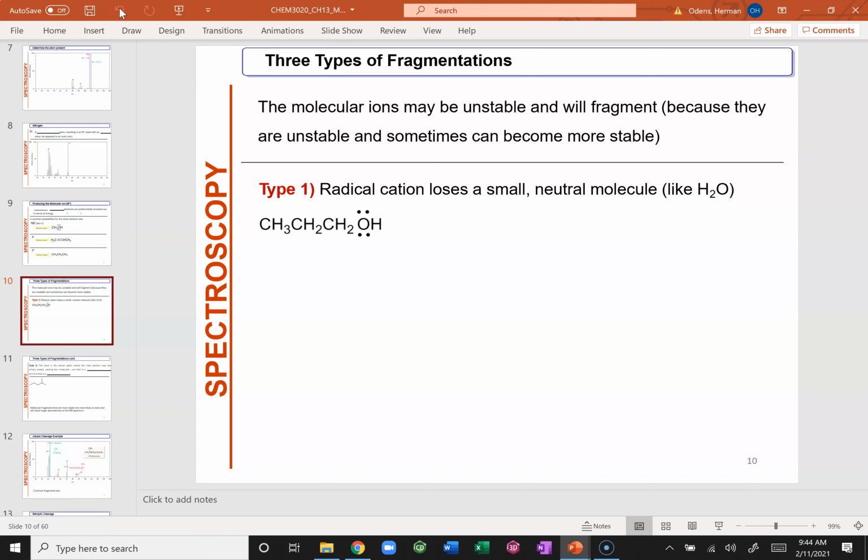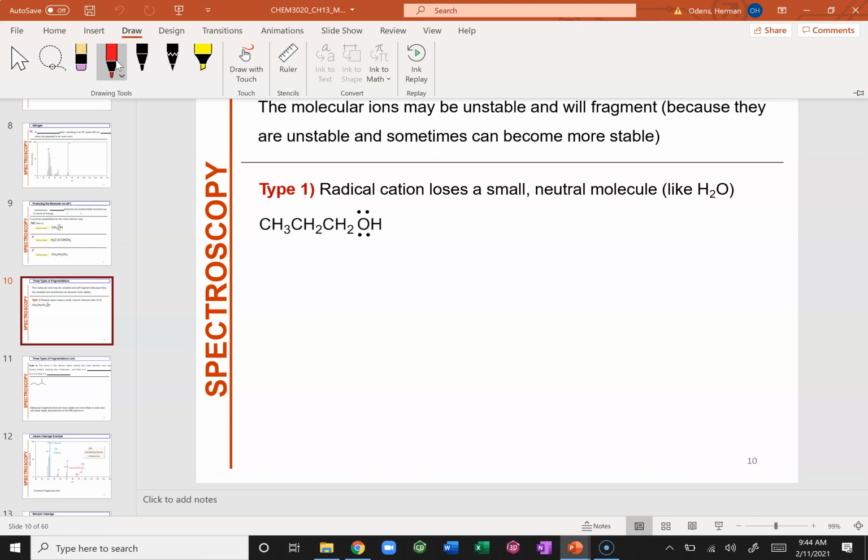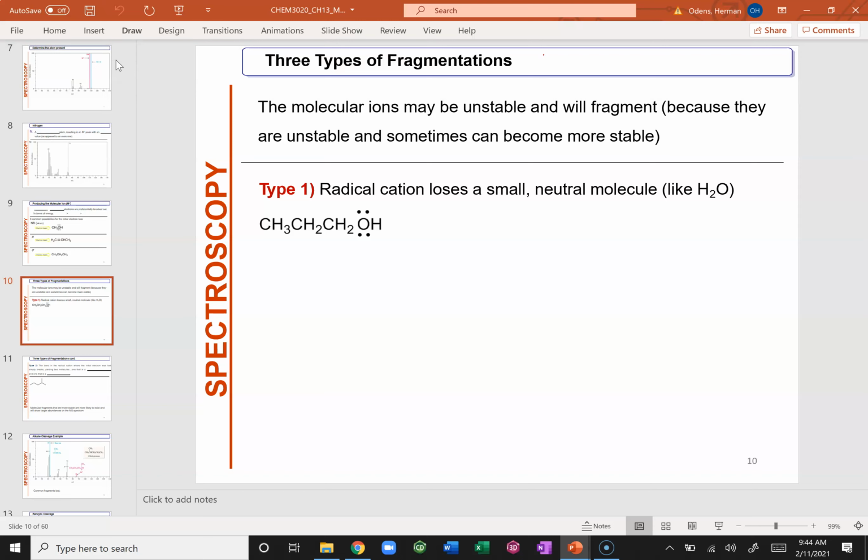All right. So the first type is when the radical cation loses a small neutral molecule like water. So I call this one loss of water. All right. So we're going to do this, and I think we have enough time to do this, and then we'll practice Pack A from my practice homework. Loss of water.